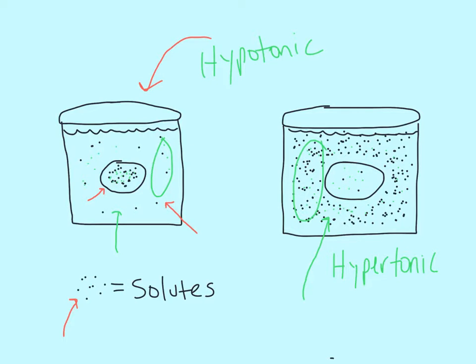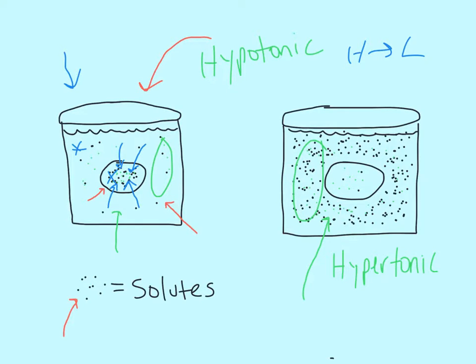Now, the question is, which way will water move? Now, in this hypertonic solution, since there's more solutes inside the cell, that means there's less water. Water is going to want to move from high concentration of water to low concentration of water. Since there's more solutes inside the cell, that means there's more water out here outside the cell in the solution. In this case, water is going to want to move into the cell through osmosis.